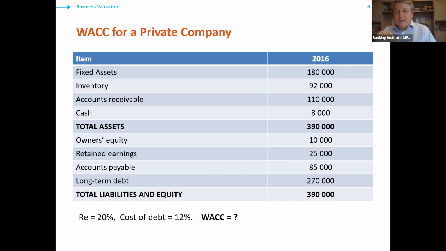Look at this example. Here is the company, and this is its balance sheet. This is a private company. Look at that and try to calculate its weighted average cost of capital. For this example, we have required return on equity 20%, cost of debt is 12%, and there's no income tax. Just look at that and post your answer to the chat. What is the discount rate?